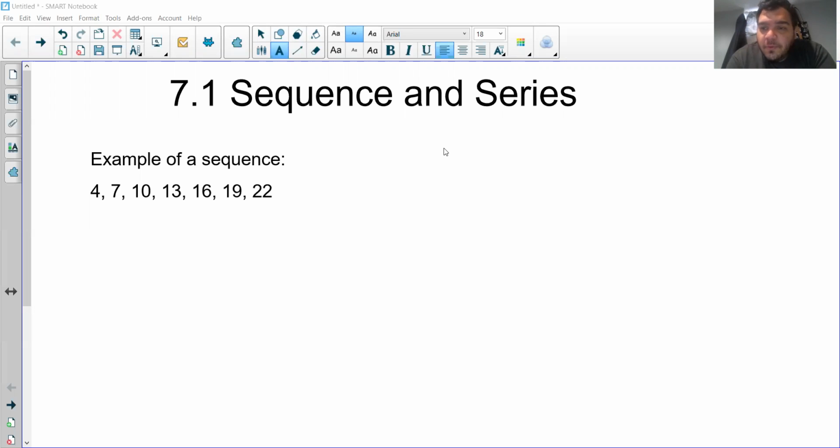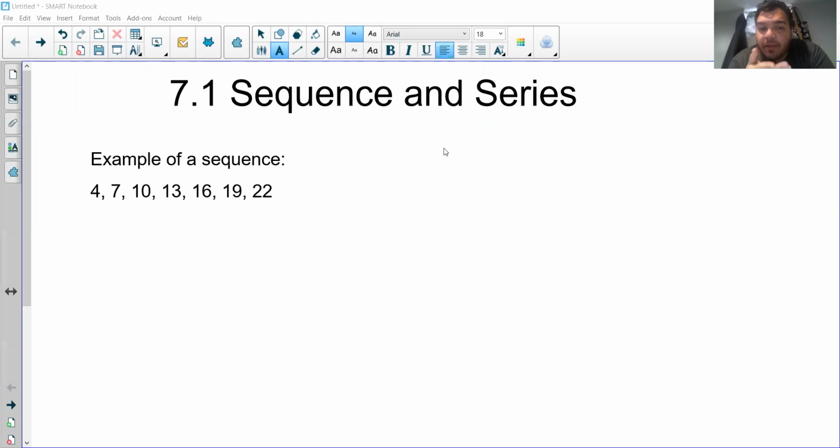Okay. But before we even talk about the actual equations, we need to talk about the vocabulary of it. So let's talk about sequence and series. Today we'll focus on sequences. So what exactly is a sequence? A sequence is just a pattern of numbers where you start counting from 1 through 10 or whatever integer.